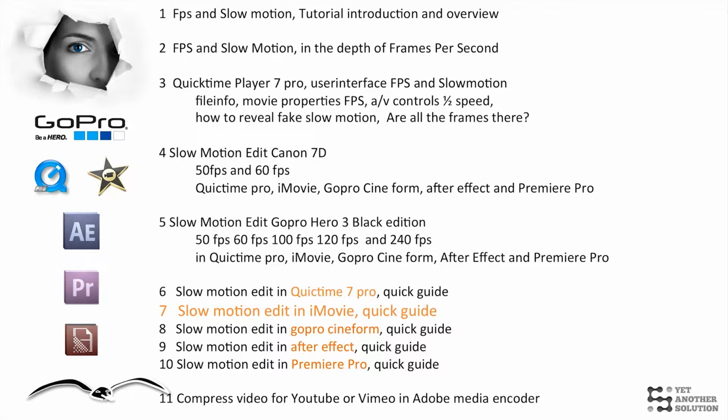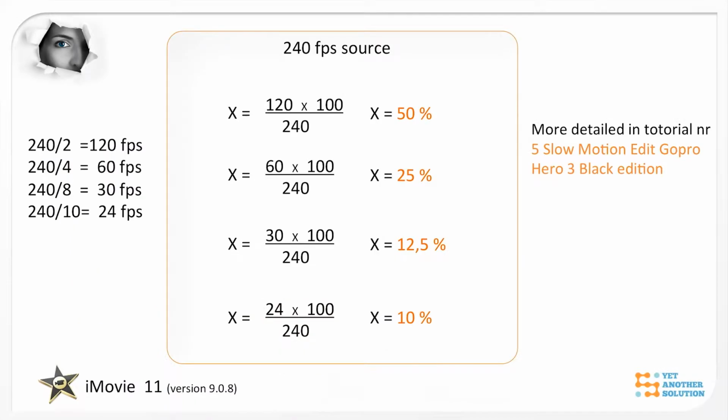Right now we are going to do slow motion in iMovie, and this is a quick guide, so I'm going to take this really fast. The first thing I want to show you is if you have a source file, for instance 240 frames per second, from the GoPro Hero 3 Black Edition. If you want this in 30 frames per second, that gives us 8 times slower, so in iMovie you have to put in 12.5%.